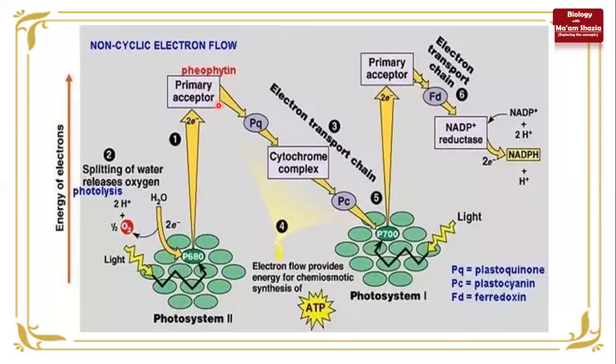That pheophytin is going to drop its electrons to plastoquinone. I already told you it's an iron containing protein. Then for these two electrons, bond making and bond breaking will go on here. Pheophytin gets oxidized and plastoquinone gets reduced by taking the electrons coming from the primary acceptor. Then plastoquinone will drop these electrons and the oxidation of the plastoquinone will take place through the cytochrome complex.